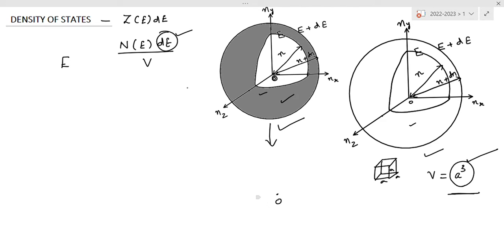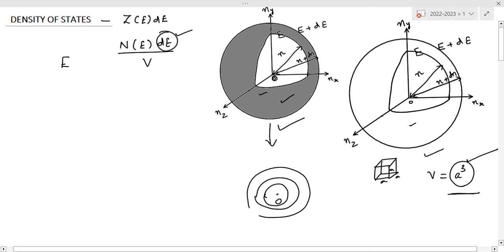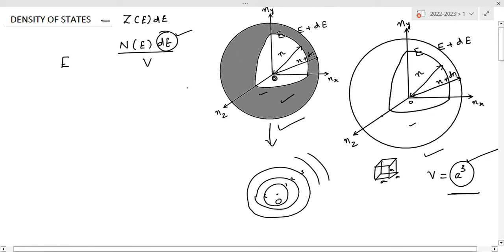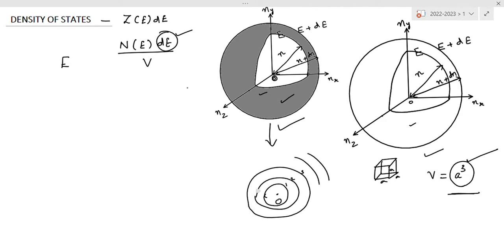To explain more about this diagram, if I take this as the origin, let us assume there are a number of spherical shells here. Assume it is three dimensional. I am not drawing circles here. It is three-dimensional shells. There may be a number of shells here: 1, 2, 3, 4, 5. In that way it goes on and on. I am considering any two shells.